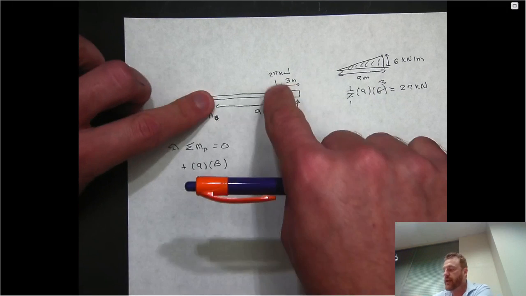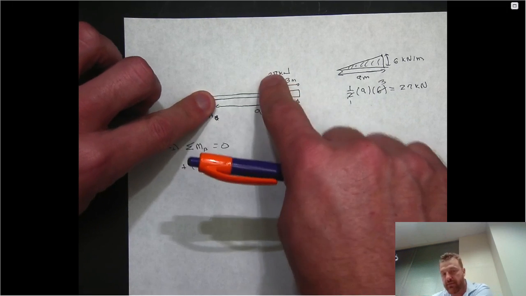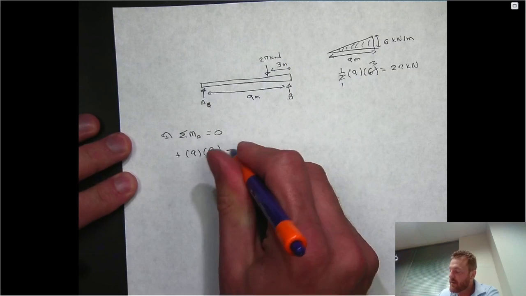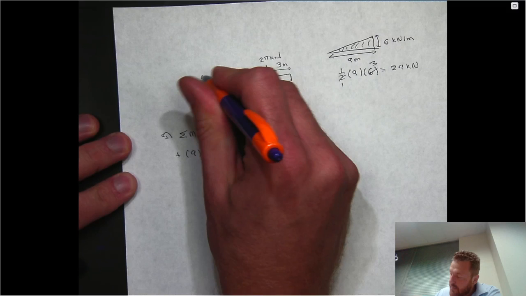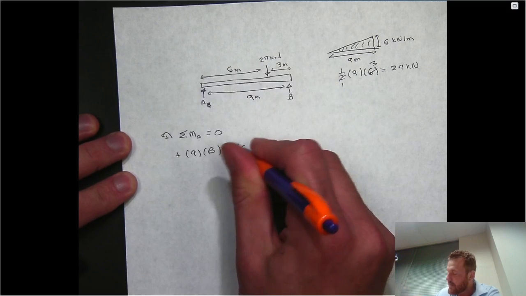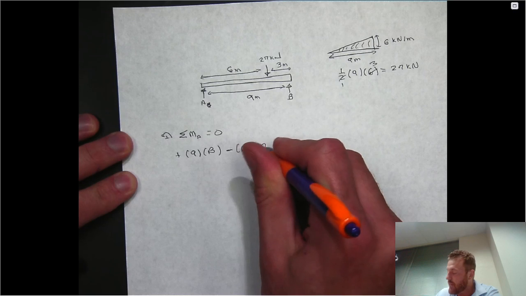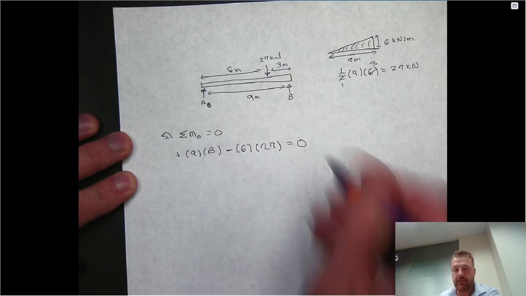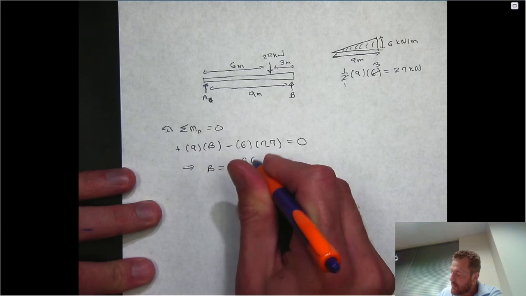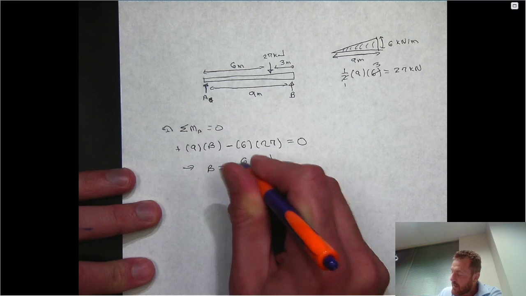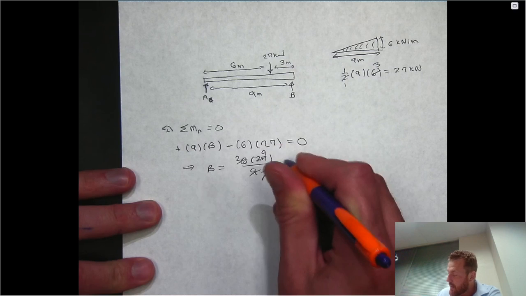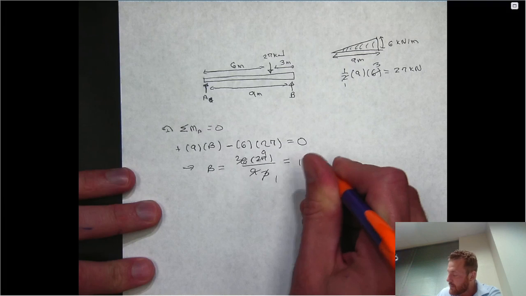In contrast, if we look at the rotation associated with this 27 kilonewton force, that's going to be clockwise, so that's negative according to our sign convention. Its perpendicular distance from A is only 6 meters, so it's going to be minus 6, and then we know the magnitude of that force is 27. So that must all equal 0. So what that tells us is that B is just going to be 6 times 27 divided by 9. If you do 2, and you do 3, and you do 1, and you do 9, I think that comes out to be 18 kilonewtons.